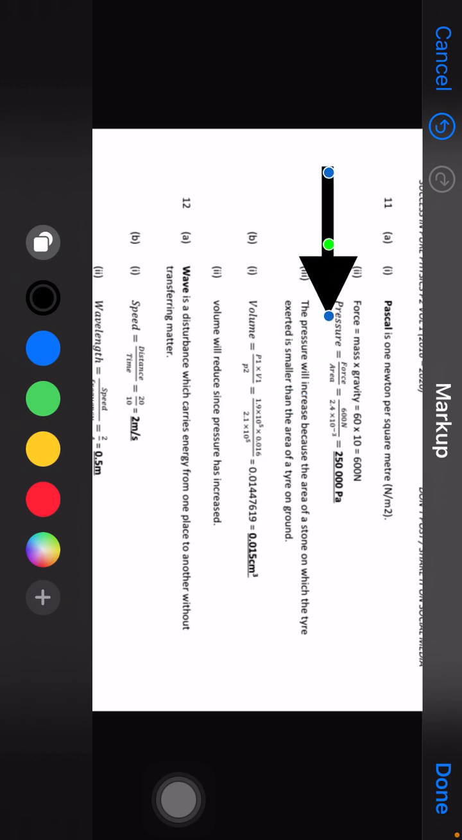Yeah, that's the formula for what? Force: mass times gravity. Now the mass in the question we are given is what? They said that the bike weighed 60 kg. That's where the 60 came from.